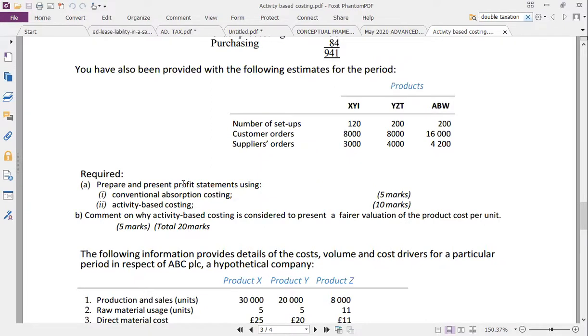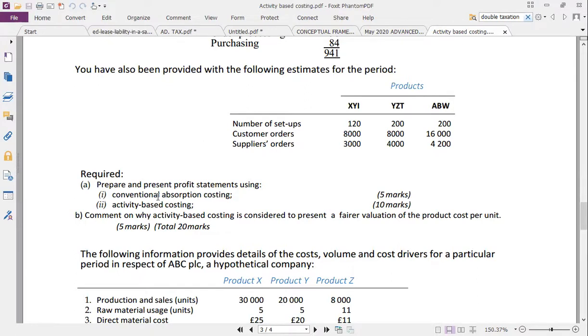It says that prepare and present profit statement. They didn't ask you to just calculate the cost. It said prepare and present what? Profit statement. This is an income statement. It's the same as operating statement. An income statement, we don't start from cost. We start from where? Sales. Down to what? Net profit. The same thing we're going to do here.